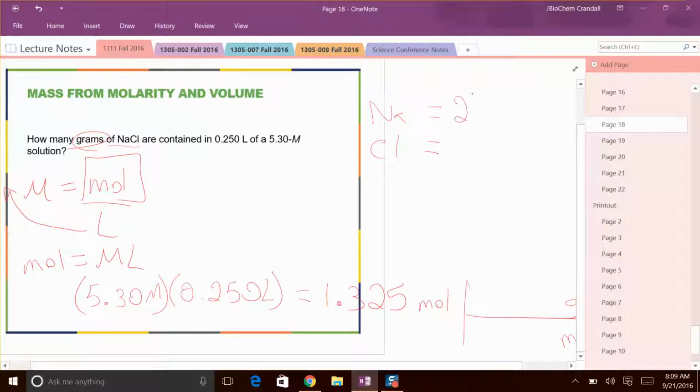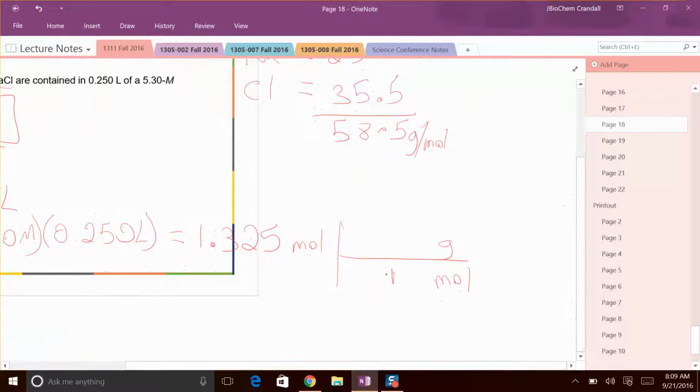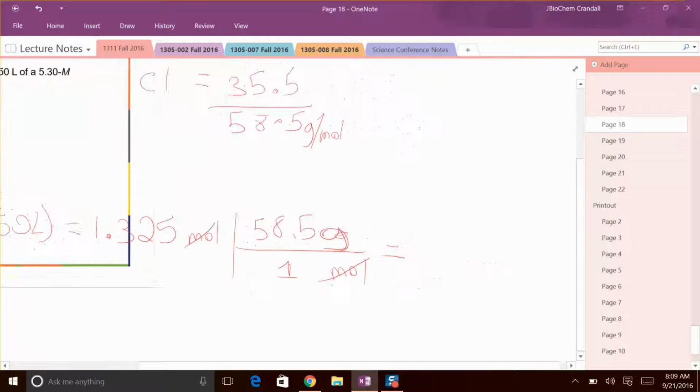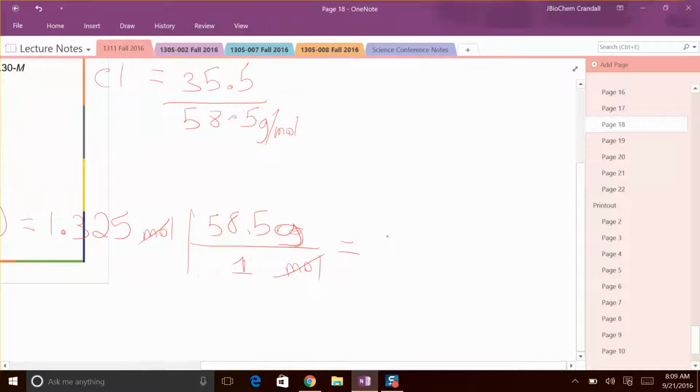Sodium is 23 grams. This is 35.5. Okay, so sodium chloride has a molecular mass of 58.5 grams per mole. This is grams per mole. So that's the conversion I'm going to use here. 1 mole has 58.5 grams. Okay, so now I'm simply going to take my moles and I'm going to multiply it by my grams. 1.325 moles. The moles cancel and I'm left with grams times 58.5. What do I get?